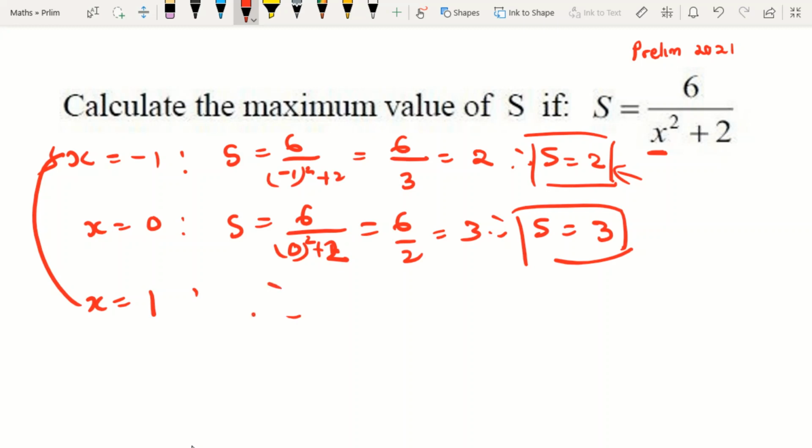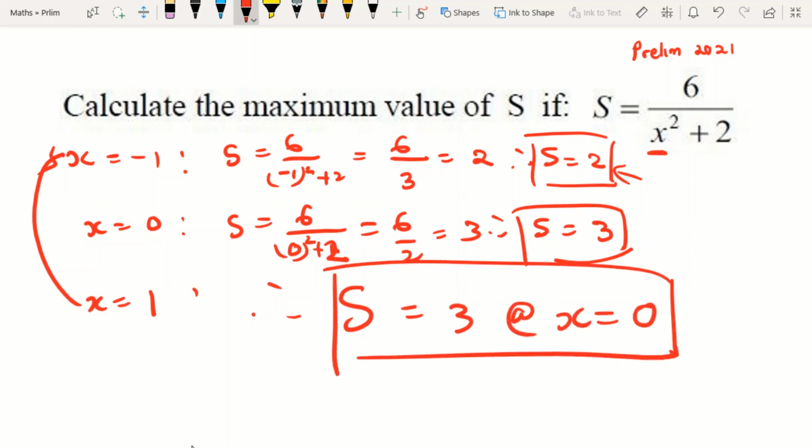So therefore you can conclude and say the maximum value of s is equal to 3 at x is equal to 0. So this is your final answer.